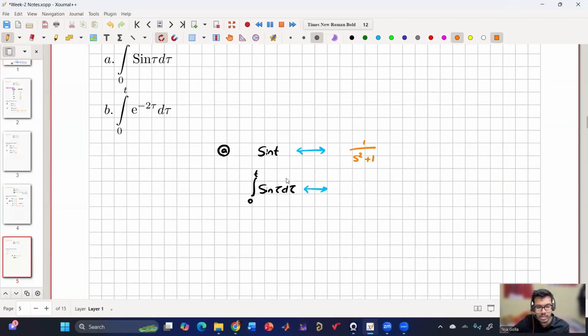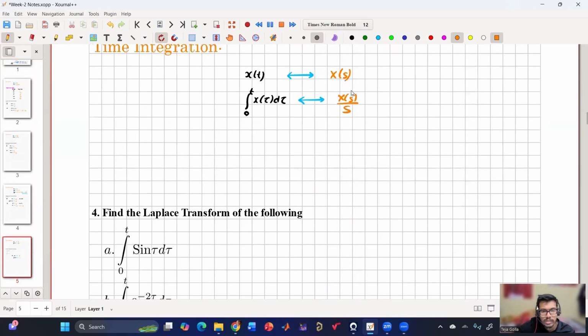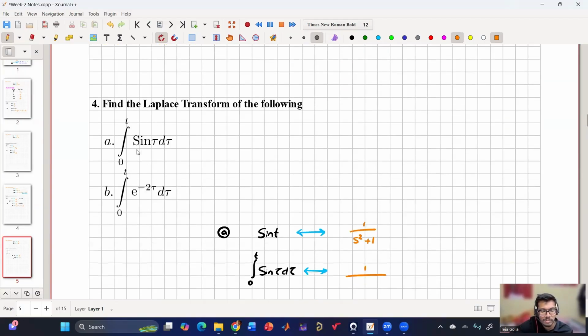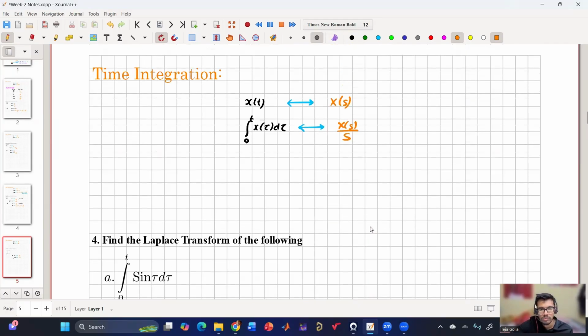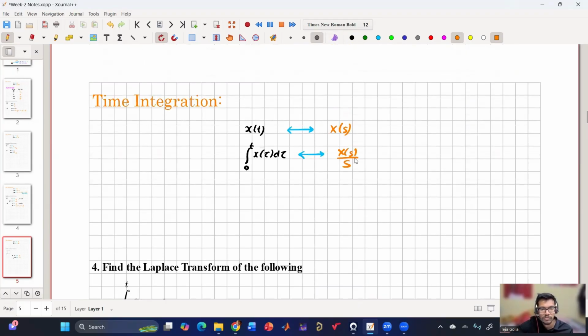So what is the Laplace transform of this? There is no tau on this side. It is just x of s by s. But here it is integral 0 to t x of tau d tau. So this is our expression, integral 0 to t of sin tau d tau. The Laplace transform of sin t is 1 by s square plus 1, so this is our x of s. So now my Laplace transform is x of s by s, right?